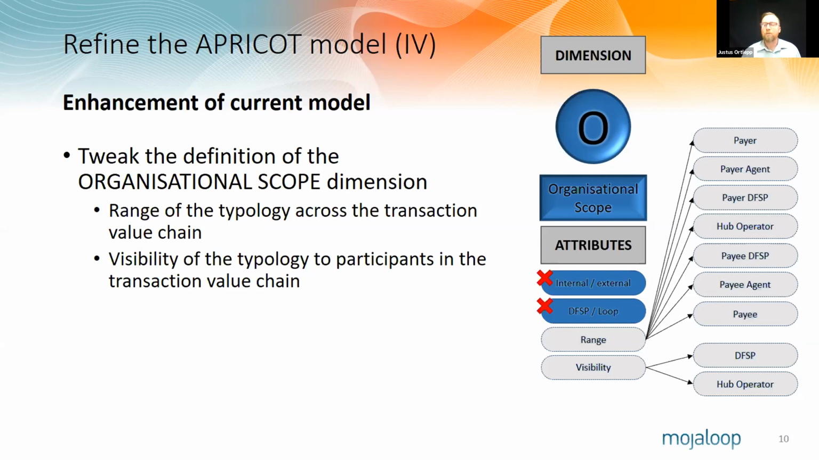And then in particular, what is also quite important is the visibility of a typology and the risk to the individual players in the network. And in here, typically, we focused on the DFSP and the hub operator. And I think strategically, this is important to be able to determine whether or not the fraud risk management solution that you're going to implement should be focused on hub operations or on DFSP operations.